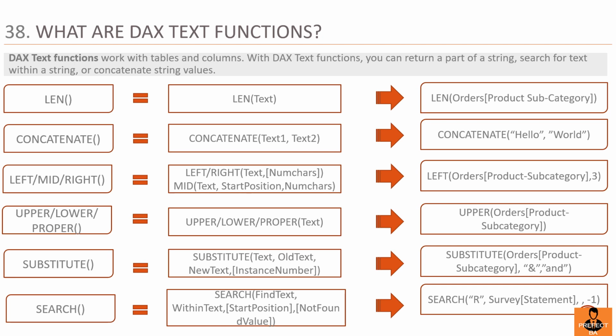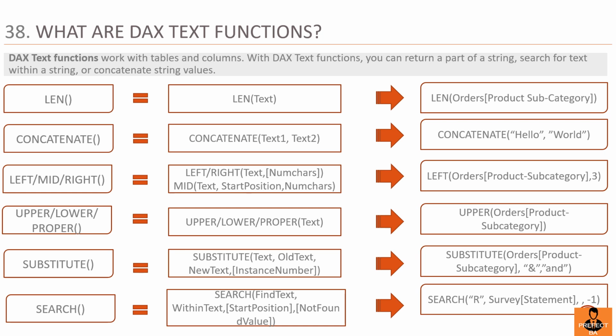UPPER, LOWER or PROPER function converts letters in a string to upper, lower or proper case. In the example, if the product subcategory is in lowercase tables, then it will be transformed to uppercase TABLES. SUBSTITUTE function replaces an instance of existing text with a new text in a string. In the example, the ampersand symbol would be replaced by 'and', like product subcategory tables & chairs would be replaced by tables and chairs.